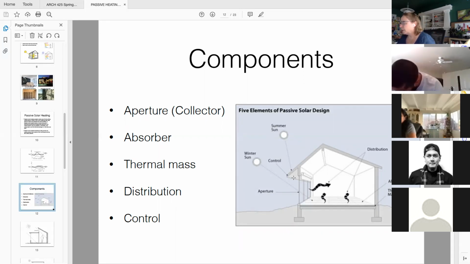So then you need your control mechanism, which is some sort of shading device that controls the time of year based on what your sun angles are, to block the sun when you don't want it, but allow it in when you do want it in the cold months. So you have your aperture and your control mechanism. You need to have your absorber that can be the same thing as your thermal mass, but it doesn't have to be. But it wants to be a dark surface.